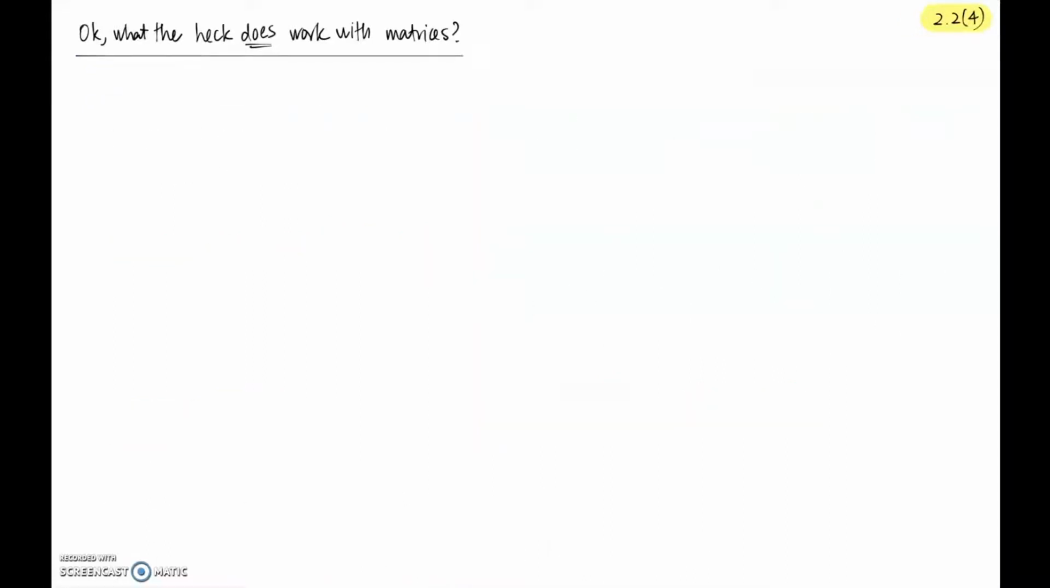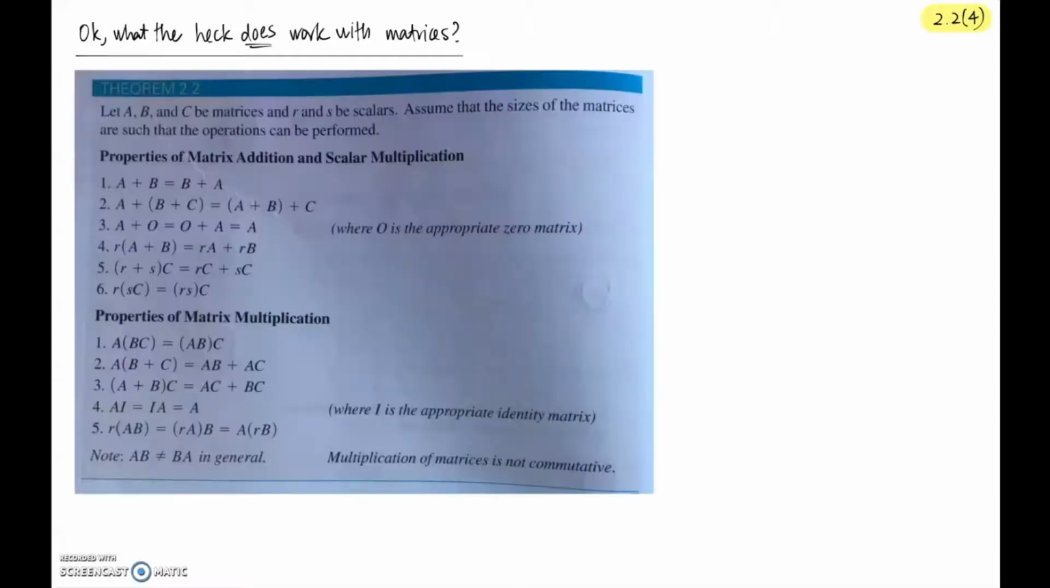At this point, we're tempted to ask ourselves, what the heck does work with matrices then? What are the properties that hold, the properties that we love from real numbers? Which ones do work with matrices? And the answer is most everything else. We see here all the properties of matrix addition and scalar multiplication. These were just like with vectors, and things work out really well here.